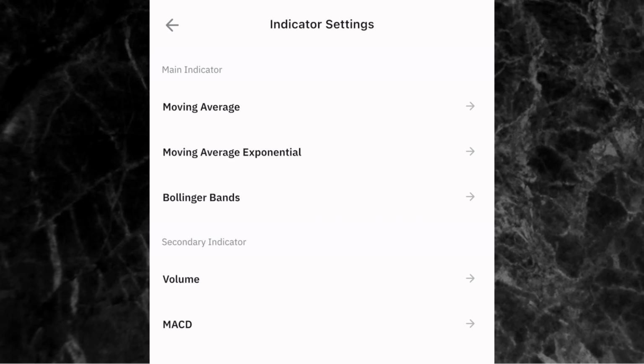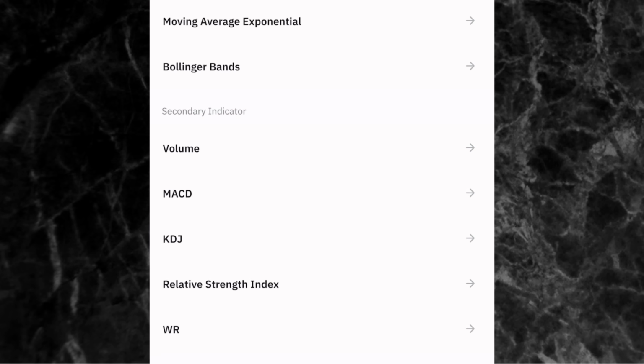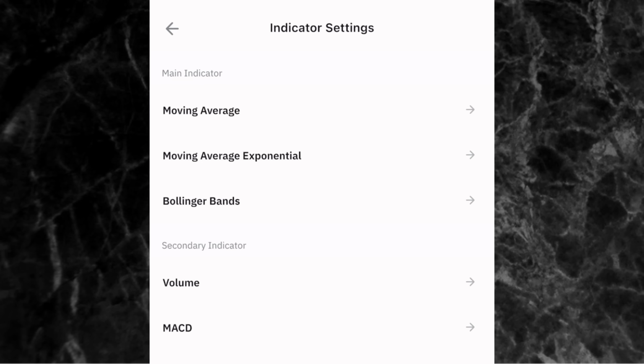You can use moving average, you can use moving average exponential, you can use Bollinger Band, you can use volume, you can use MACD, you can use KDJ, you can use RSI, which is relative strength index, and you can use WR. Now, if you have been following my videos for a very long time, you know that my favorite indicators are moving average and the MACD. You can also use different indicators. So whichever indicator you want to pick, just come here and pick it right here.